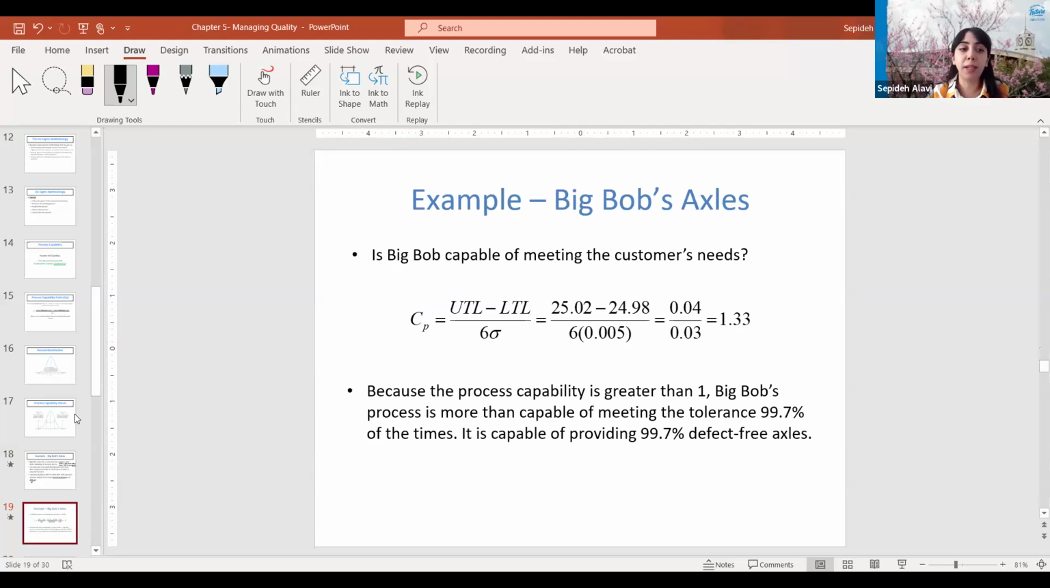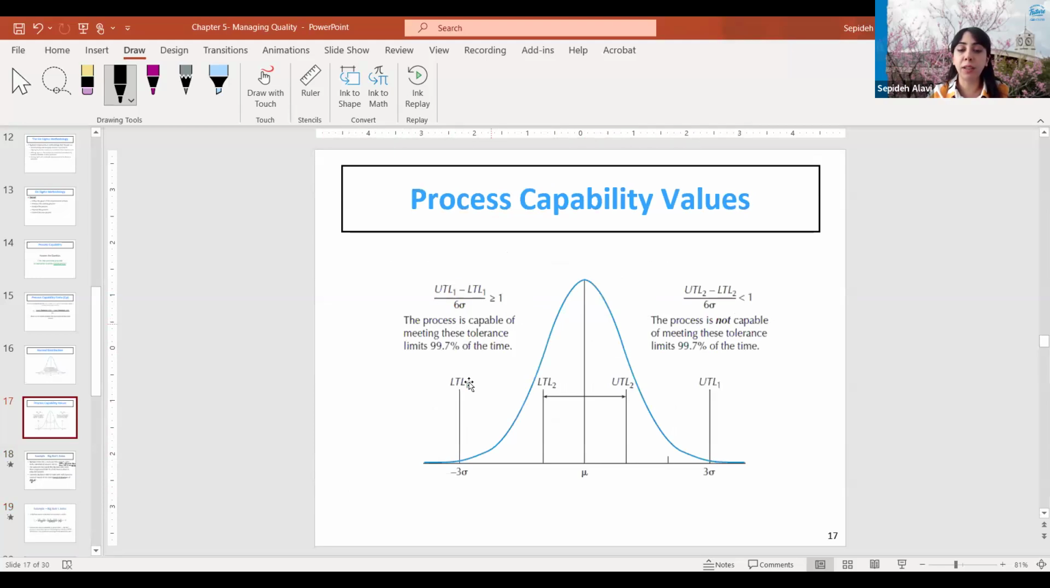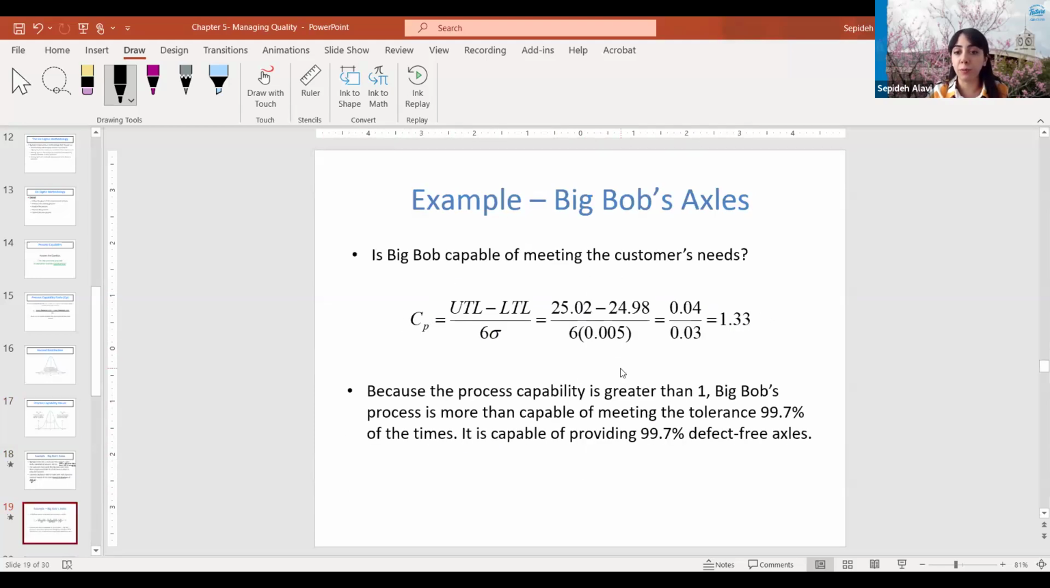According to what we learned with respect to the interpretation, we have a ratio which is larger than 1. That means Big Bob's process is more than capable of meeting the tolerance limit 99.7% of the time. In other words, it can make defect-free axles 99.7% of the time. So it's capable of meeting the customer's needs.